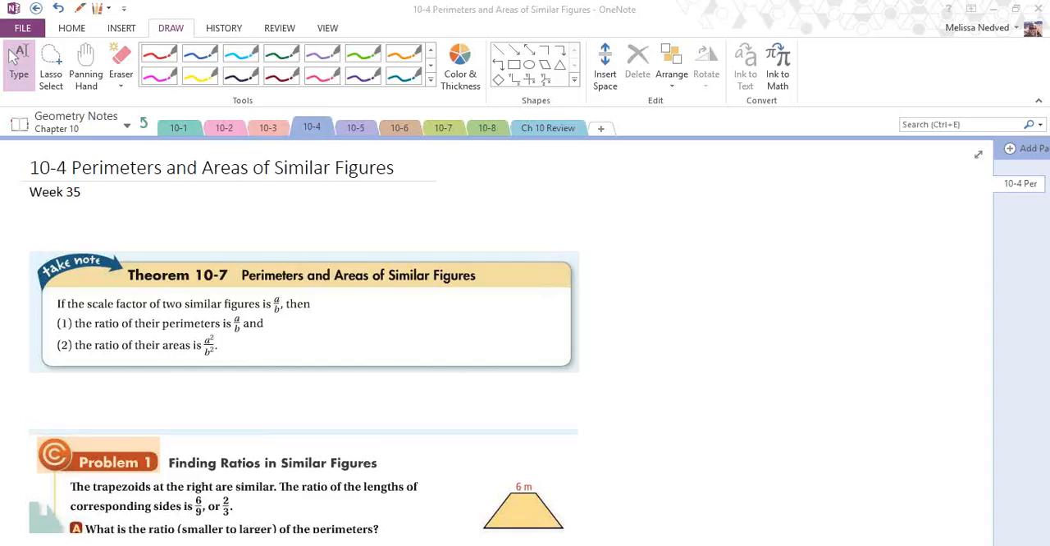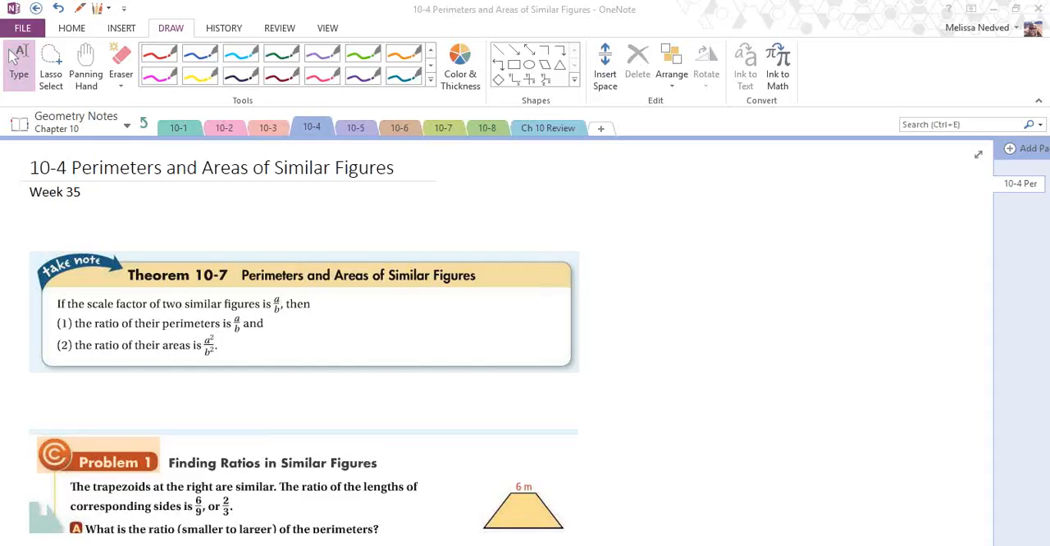So our first theorem here for this section, theorem 10-7, tells us that if we have a scale factor of two similar figures of A over B, then the ratio of their perimeters is A over B. So it's unchanged. Whatever that ratio is that compares the corresponding side lengths, it's going to be the same ratio that compares the perimeters.